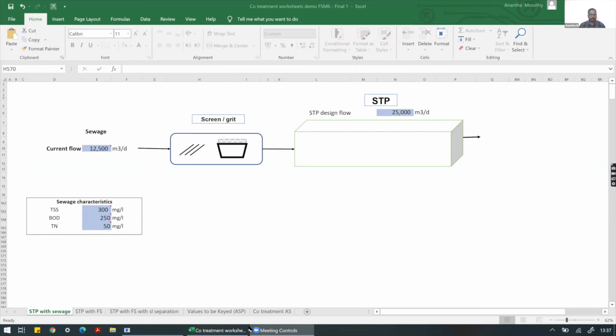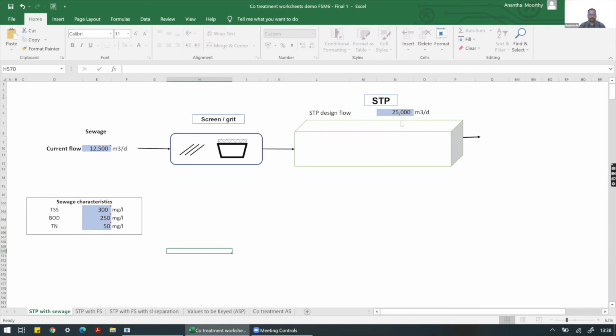So here we are demonstrating 5 sheets, to help you understand the components of this tool, how the tool responds to your inputs, and what you can interpret from it. The first one is your STP, as explained by Mr. Krishna. This STP is an activated sludge process based system. It is designed for 25 MLD, that is 25,000 meter cube per day, and it has a current inflow of 50% capacity, that is 12,500 meter cube or 12.5 MLD.